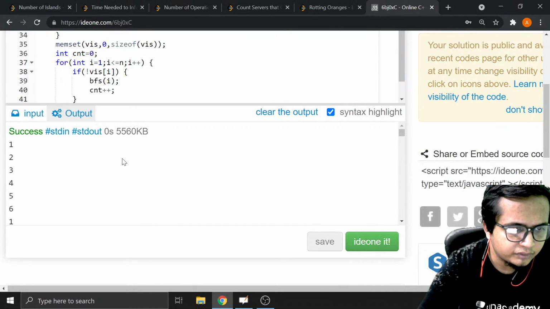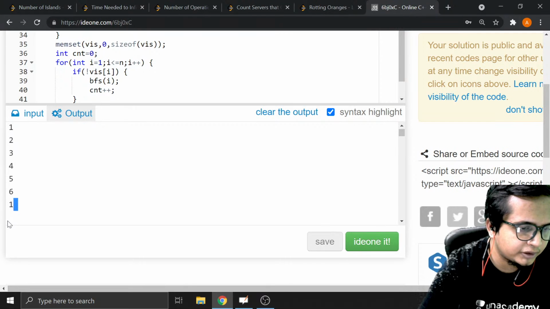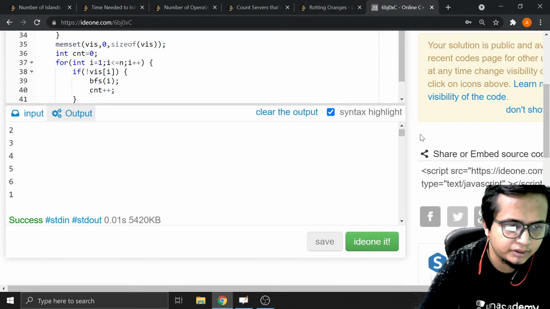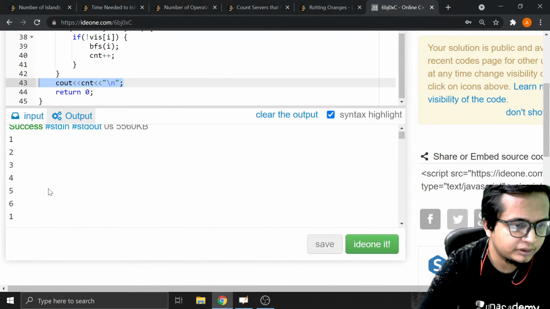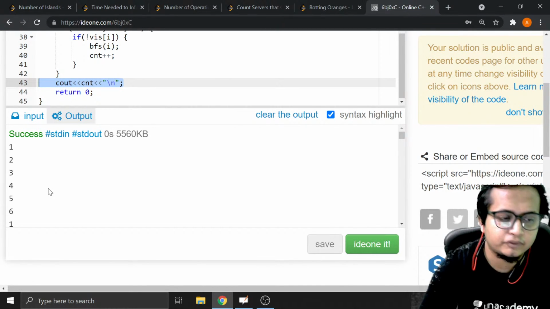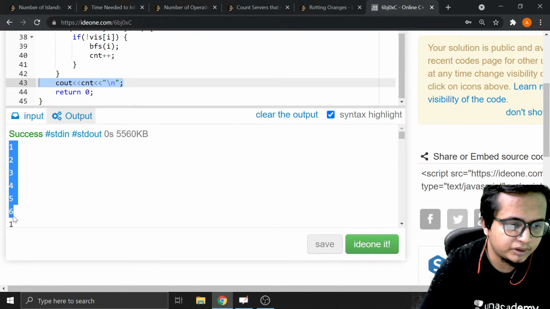1, 2, 3, 4, 5, 6. Okay, so this one is for the number of connected components that we have printed at the end. Okay, so here we printed the number of connected components, right? So this graph is connected, so the number of connected components would be one only. So here it is 1, 2, 3, 4, 5, 6.